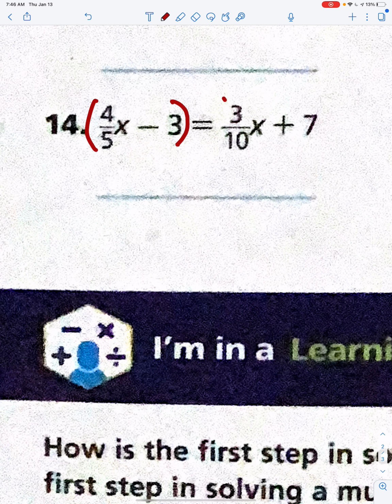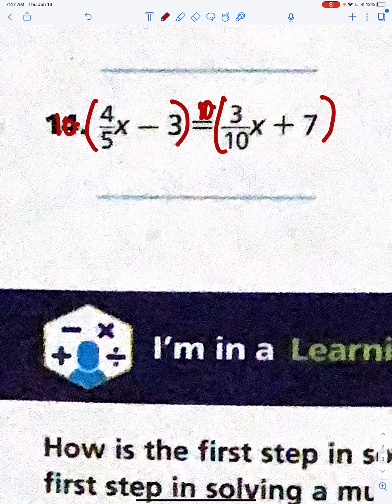I can take both of these terms on either side of the equal sign, and I can multiply times the least common denominator of those two fractions, and that will get rid of the fractions. So the least common denominator between 4/5 and 3/10 is 10. So I can multiply both sides by 10. 10 times both sides. I can do anything to the equation as long as I do it to both sides.